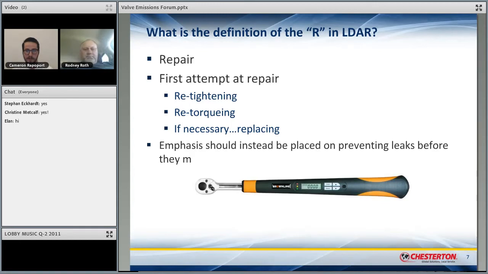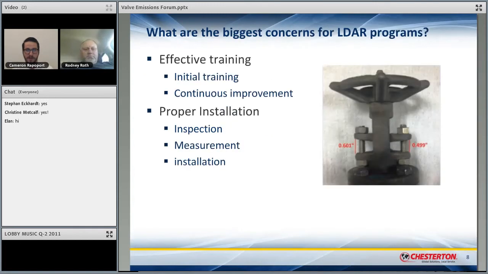Here's some other. So what are the biggest concerns for LDAR programs? So Roddy, what do you run into with people who are having problems with their LDAR? What do they need help on the most? Answers are kind of on screen.